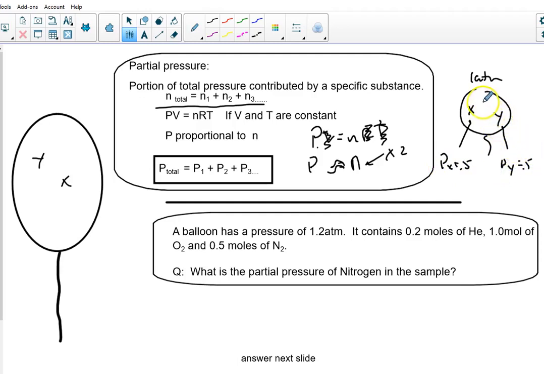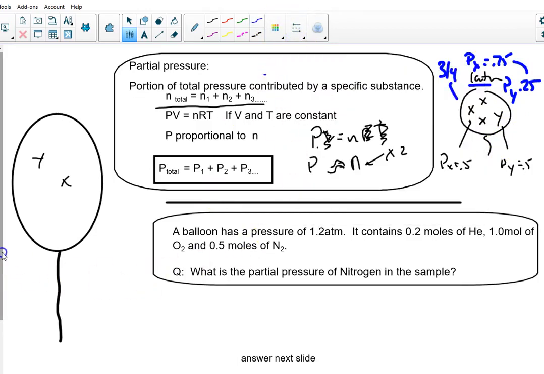But if you have a balloon where 3 of the particles are X and 1 is Y, in this situation 3/4 of the pressure would be due to X. So the partial pressure of X would be 0.75, and the partial pressure of Y would be 0.25. Notice your partial pressures add up to the total pressure, which is 1. So that's an interesting concept as far as partial pressures are concerned.